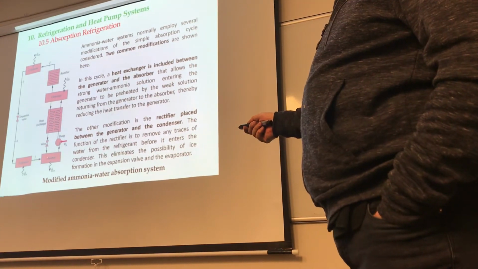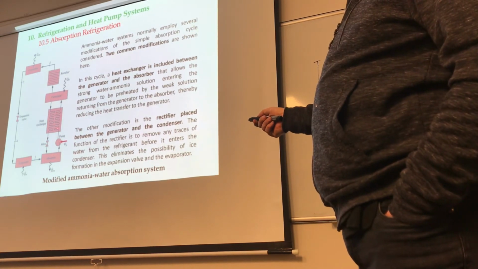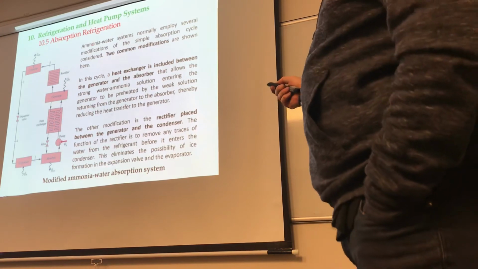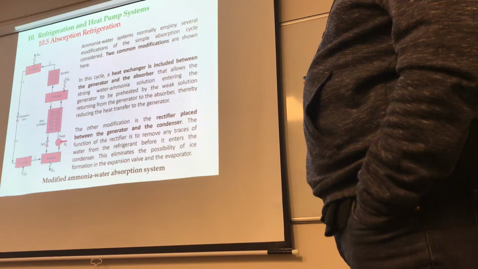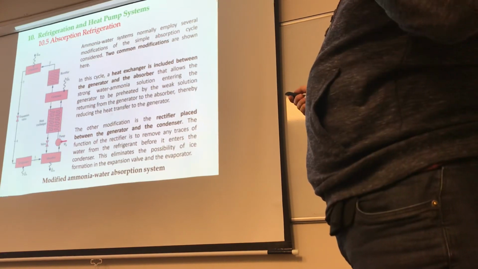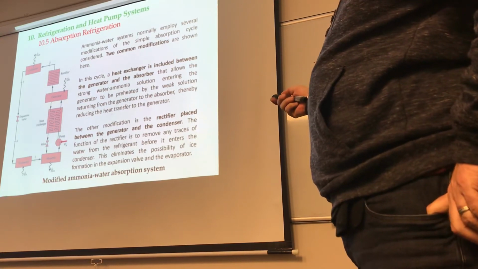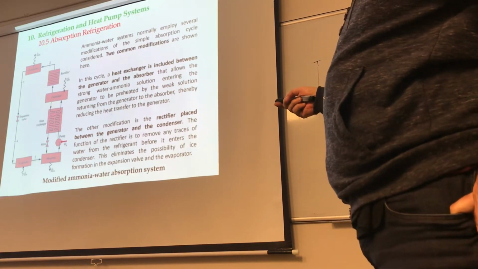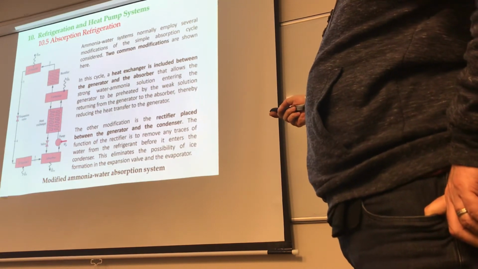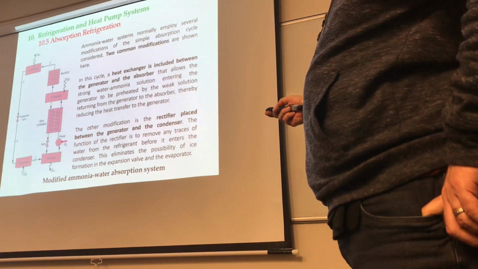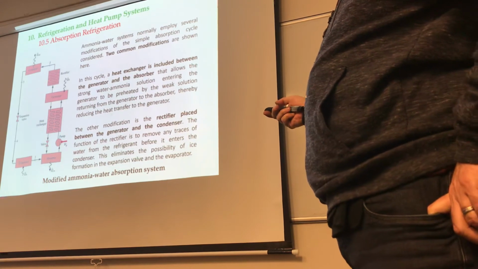So you have the absorber. This is as before. The pump is as before. And it says ammonia water systems normally employ several modifications to the simple absorption cycle that we just talked about in the previous slide. The two common modifications are, first, a heat exchanger. Anytime you see something like this, it means it's a heat exchanger. This is obviously a counterflow heat exchanger. One fluid is moving upward, the other one is moving in the other direction.